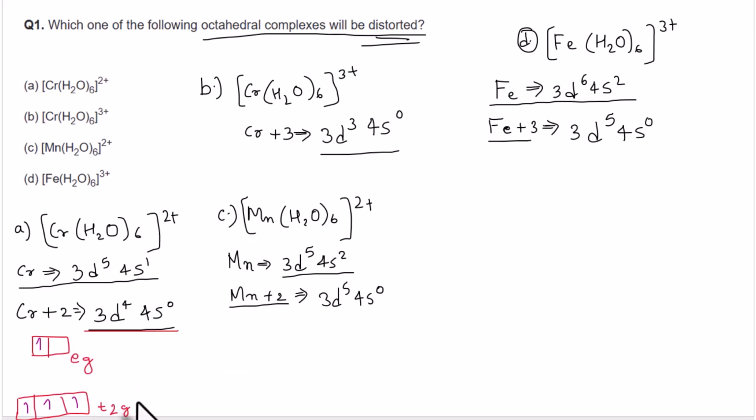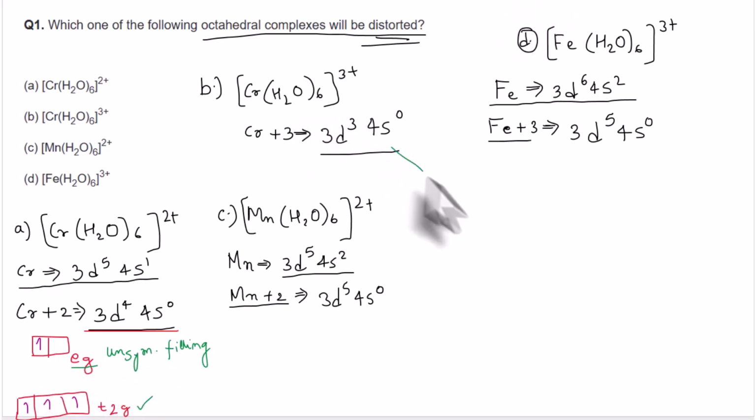Here we can see that t2g is symmetrically filled. All the 3 orbitals have been occupied with 1 electron each. While the eg orbital in this case is unsymmetrically filled. Why? Because there are 2 orbitals while only one is filled with 1 electron. So this is an unsymmetrical filling of the eg orbital.